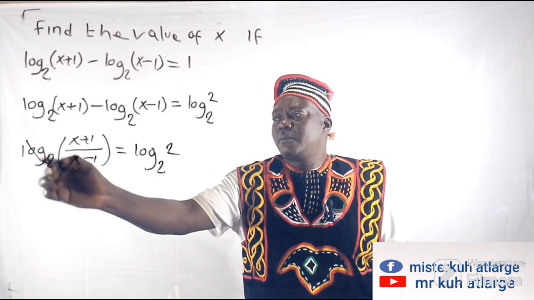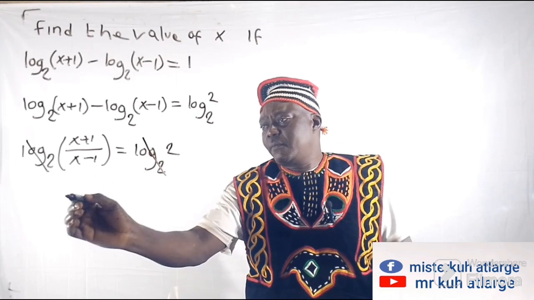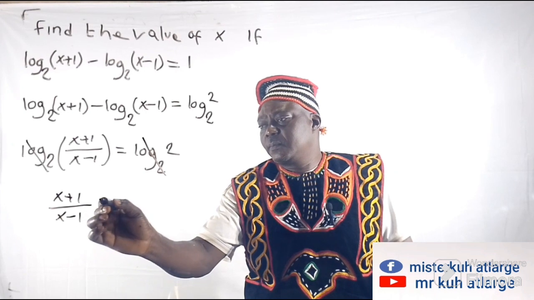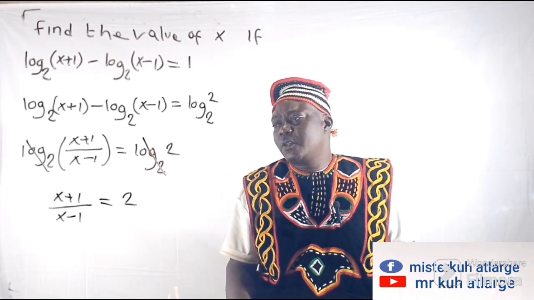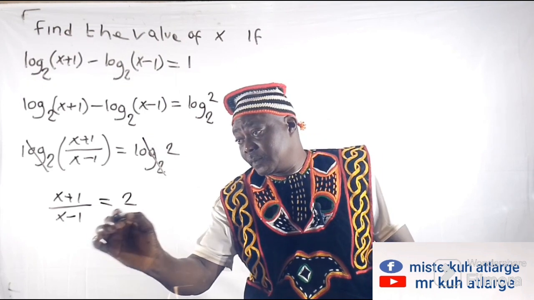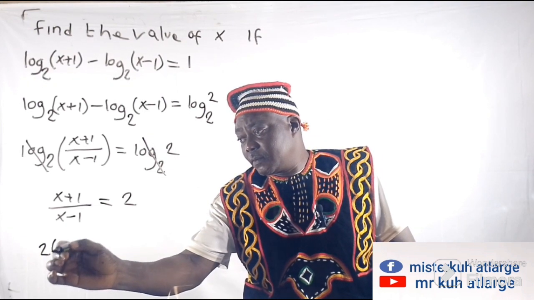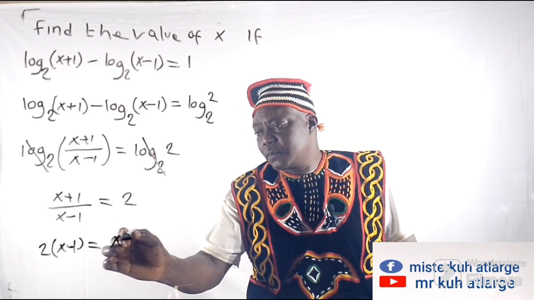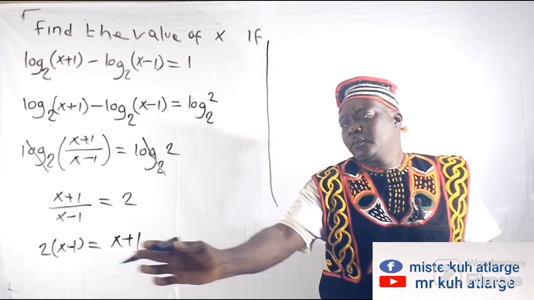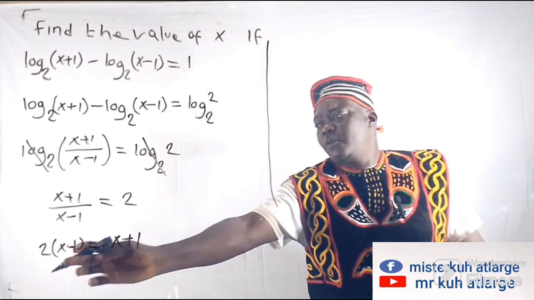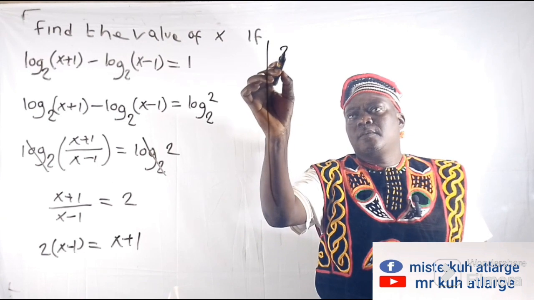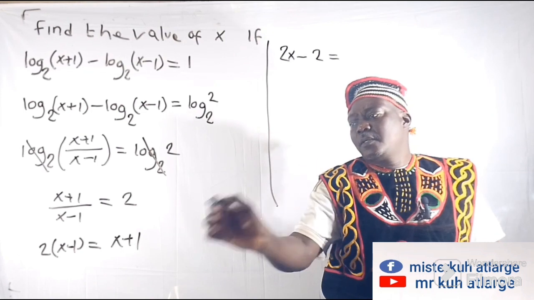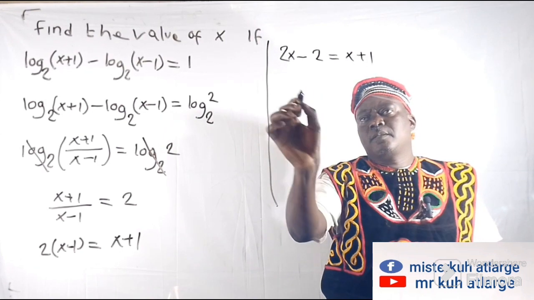Then this log to base 2, log to base 2 will go. So you have now x plus 1 over x minus 1 equals 2. You now cross multiply. So you open this bracket now, you have 2x minus 2 equals x plus 1.